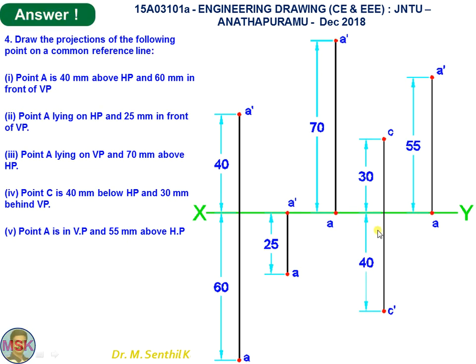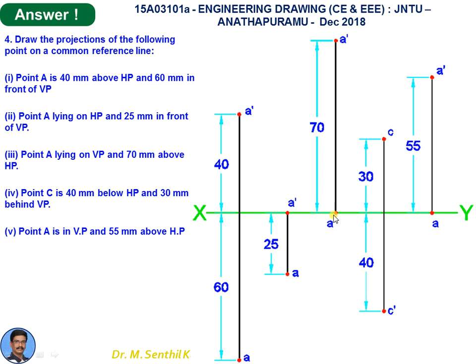I have drawn a common reference. For the first problem, the point A is 40 above HP, that is A dash is 40 above XY line. A, copy of the same point, is 60 in front, that is 60 below XY. Okay. The answers for the next subdivision is A is lying on HP, A dash is on XY, and A, top view, is 25 in front.